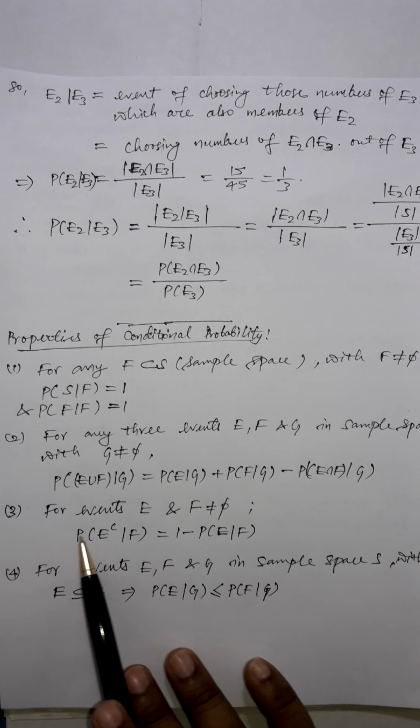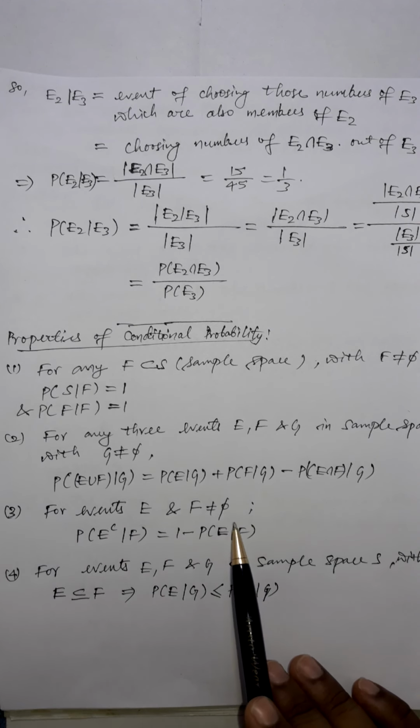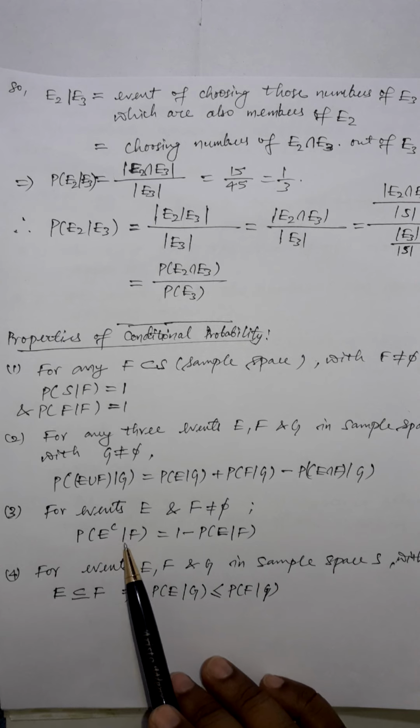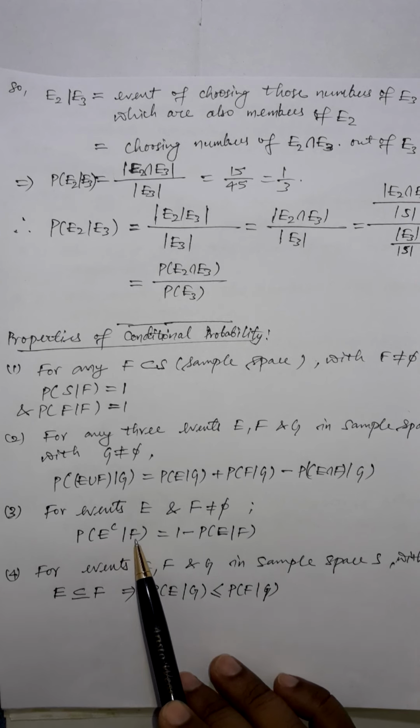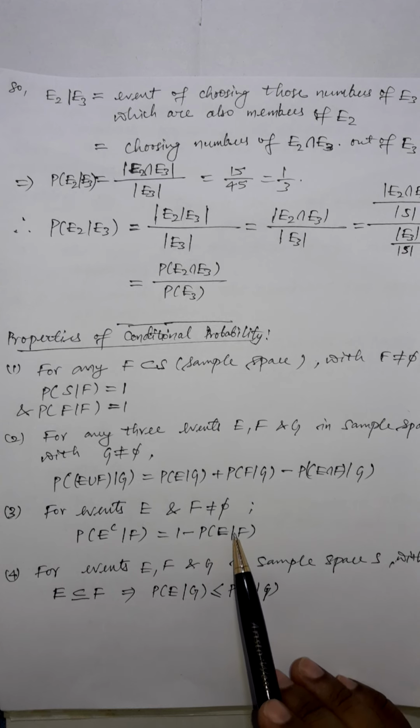Similarly, the third property says that for any 2 events E and F where the event F is not phi, the probability of E complement upon F equals 1 minus the probability of E upon F.